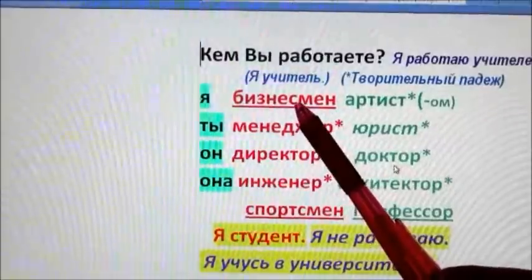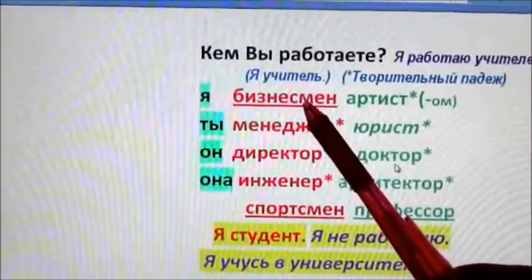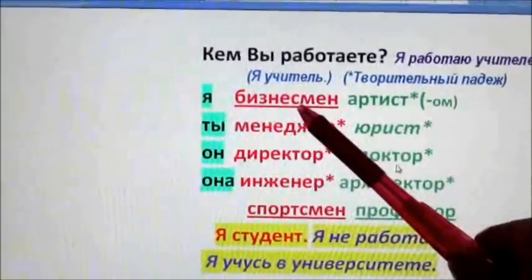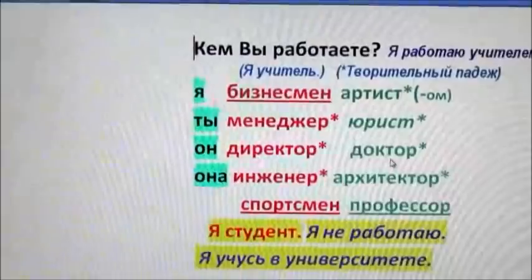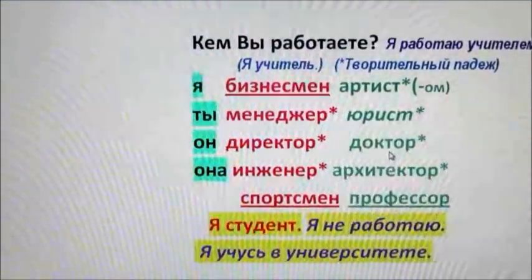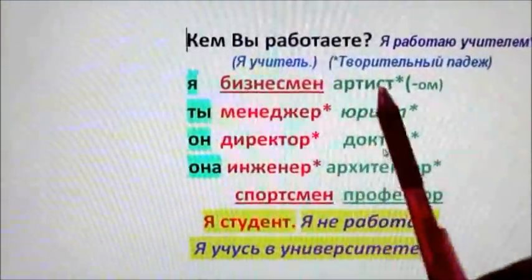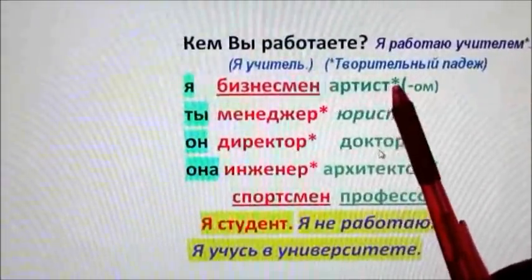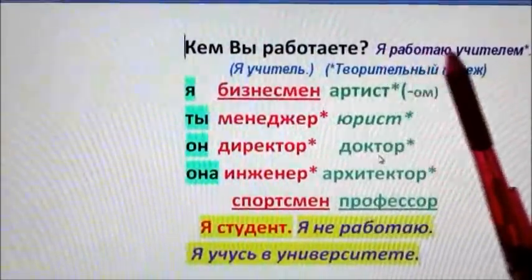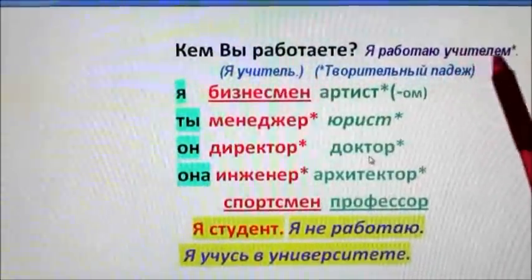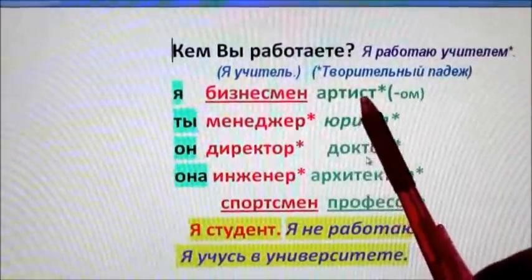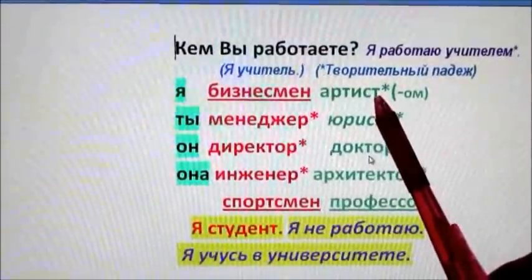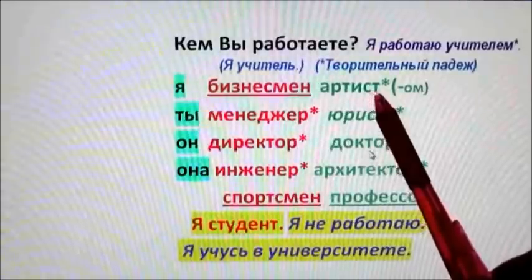Businessman, я businessman. For a man will be я businessman. This is borrowing from English. We use borrowing like computer and words like this. We use borrowing in Russian language. Артист, я артист. For woman will be артистка. And asterisk, we can put it in the phrase with творительный падеж, with instrumental case. We can say я работаю артистом. For example, артистом балета, performer of the ballet dancer.